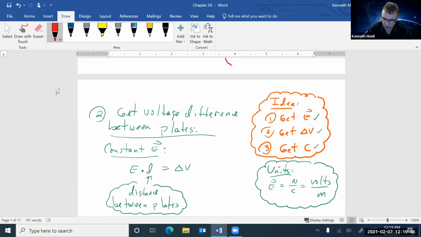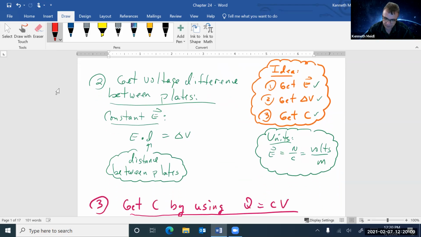There's other strategies you can use here, but if you can get the electric field between the plates, turn that into the voltage between the plates, then using Q equals C times V, you should be able to play around with the algebra and end up with something that says C equals a bunch of stuff. That bunch of stuff almost always will have geometry and materials that are between the plates.